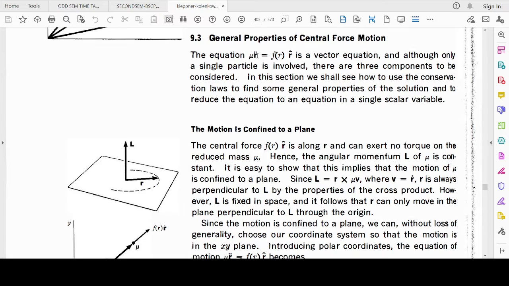F is equal to ma, that is mr double dot, that is expressed in the form of a function of the radius vector and the unit vector of the radius. So the direction of the central force motion is along the radius.